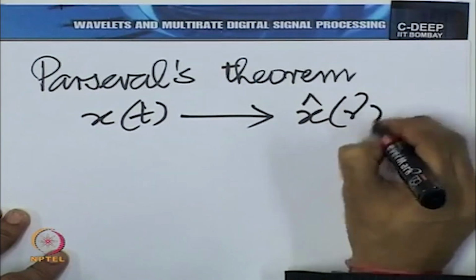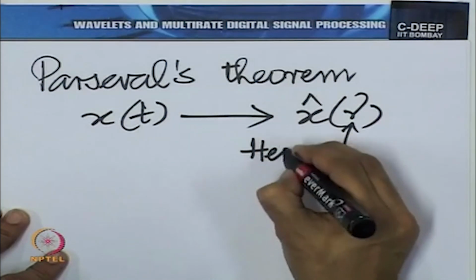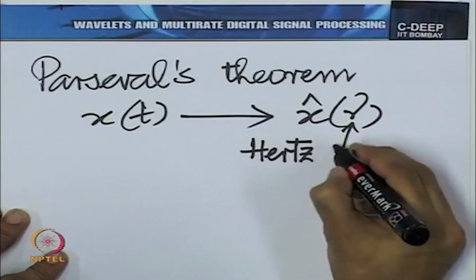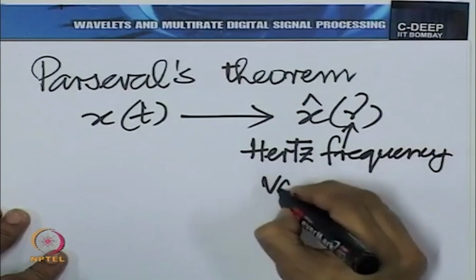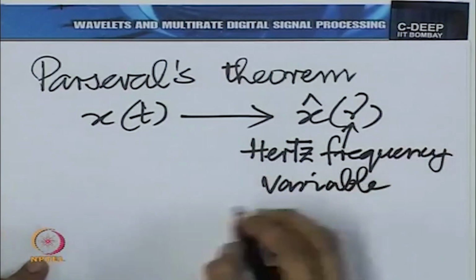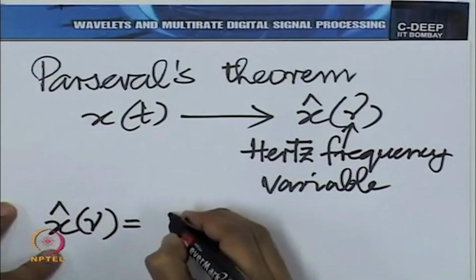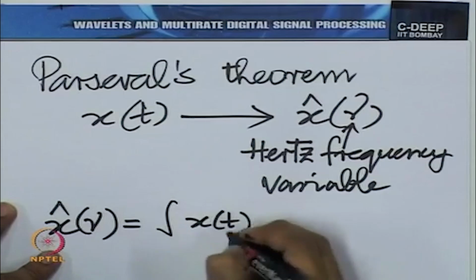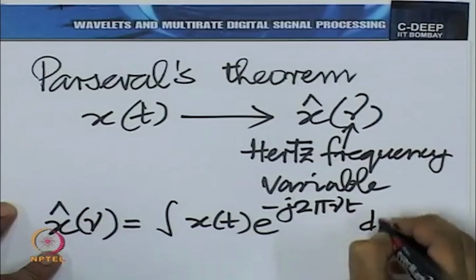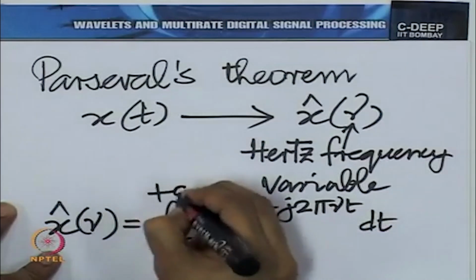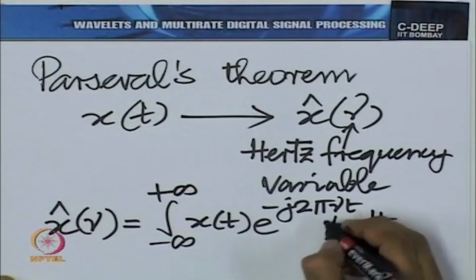now I am going to use the Hertz frequency variable. So, this is the Hertz frequency variable nu. In other words, what I mean by that is that the Fourier transform of x(t) is essentially the integral of x(t) e raised to the power j 2 pi nu t dt integrated over all time t. So, this is the frequency variable in Hertz.